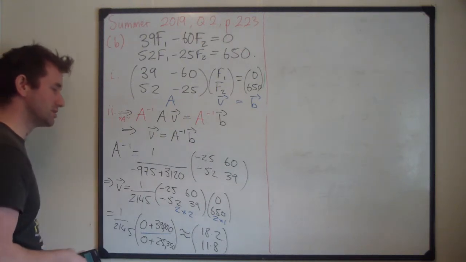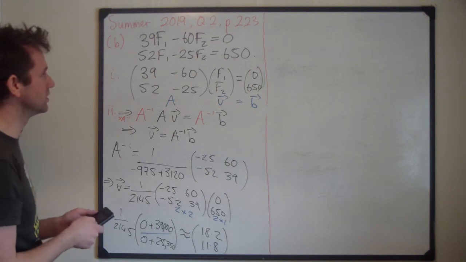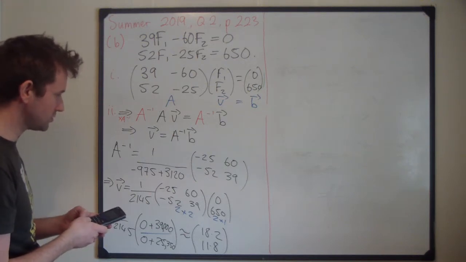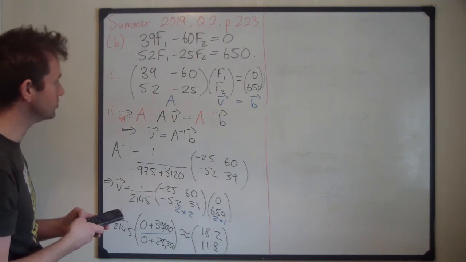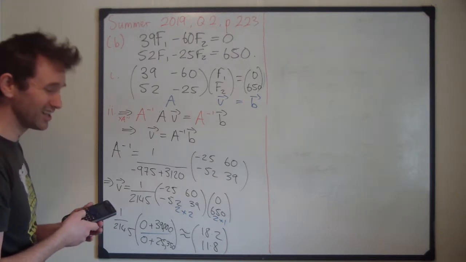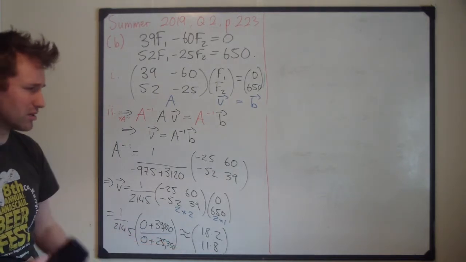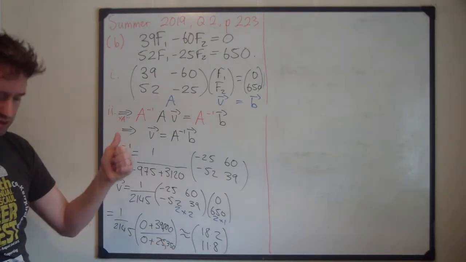Engineer, but it's okay. Particularly with what we see with the next one, I think. Okay, so the next one says 52 by F1, which is 18.2, minus 25 by 11.8, and this should give me 650. I get 651.4. Yeah, it's just a bit of rounding error. We're not going to worry about it too much. That one is spot on.